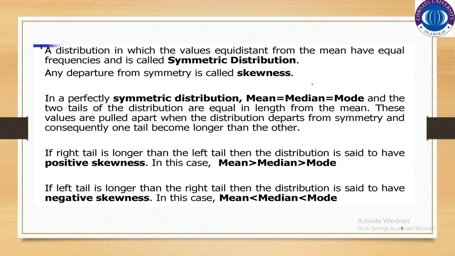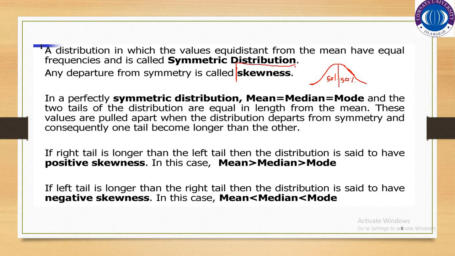And if we draw the graph for the symmetric distribution, it would be bell shaped, somehow like this. That is, we will have mean, median and mode exactly at the center of the data, and 50% of the data will be on the left side of the mean, median and mode, and 50% of the data will be on the right side. So this is the shape of the symmetric distribution. Any departure from this symmetry will lead to skewness.